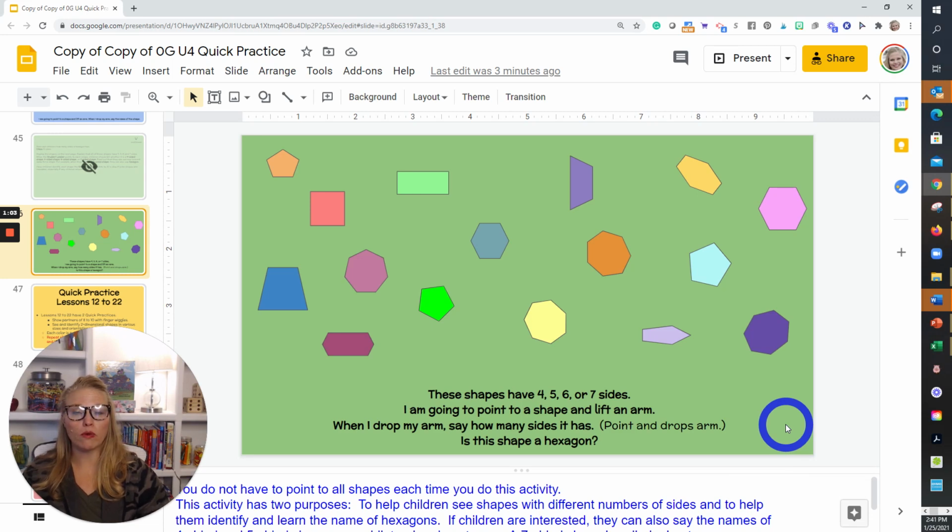And we're going to say, now I'm going to point to a shape and I want you to tell me how many sides it has or another name for the shape. So technically, if they say a 6-sided shape, they're right. If they say a hexagon, they're right. But I am looking for maybe fluency in both. So if I point to a shape, let's just say I point to this one, and we can say, boys and girls, think about it.